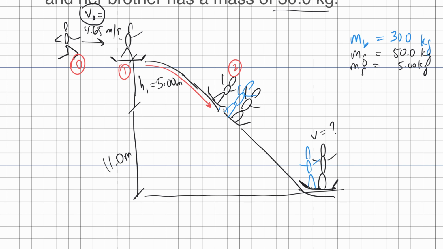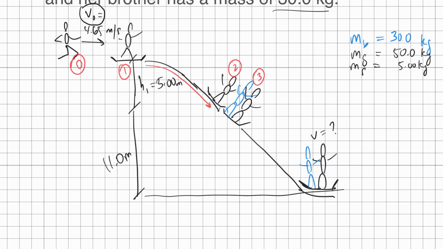She is sped up from 1 to 2. Could you solve that with kinematics? I don't think so. No, you would not be able to do that with kinematics. You'd have to know some angles and things like that, which they don't give us. So we have to do this with energy. Her potential energy from 1 to 2 is changing into kinetic energy. At 2, her brother jumps on, and now we are at point 3.